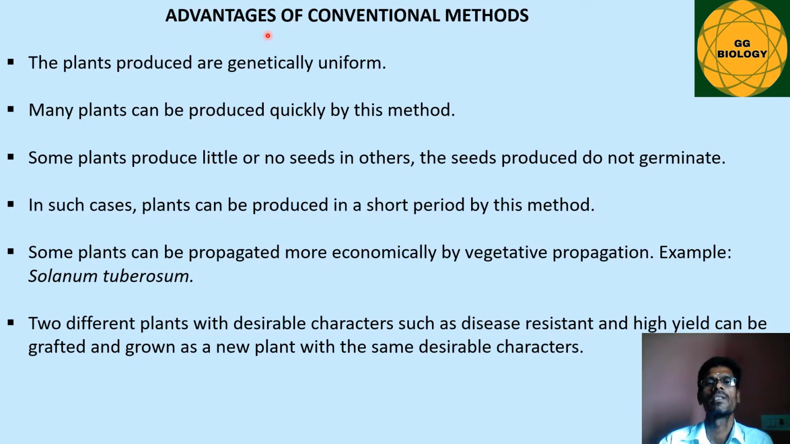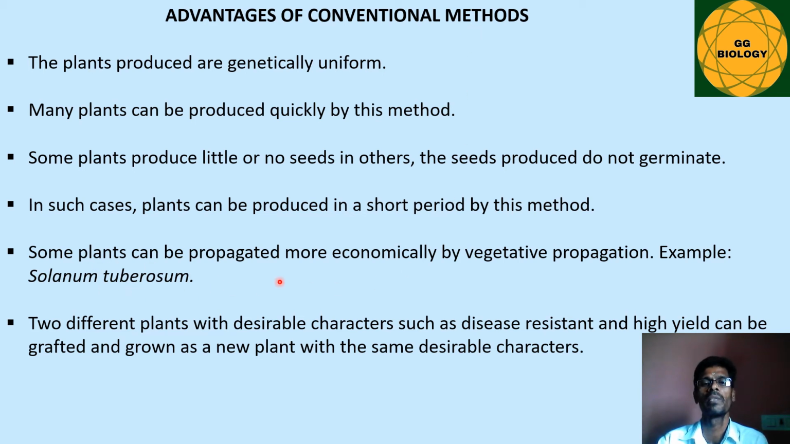So, advantages of conventional methods. The plants produced are genetically uniform. So the plants will be uniform genetically in the case of conventional methods. Many plants can be produced quickly by this method. An enormous number of plants can be produced at one time by the application of conventional methods. Some plants produce little or no seeds at all, whereas some seeds that are produced are incapable of germination. In such cases, the plants can be produced by applying the conventional methods.